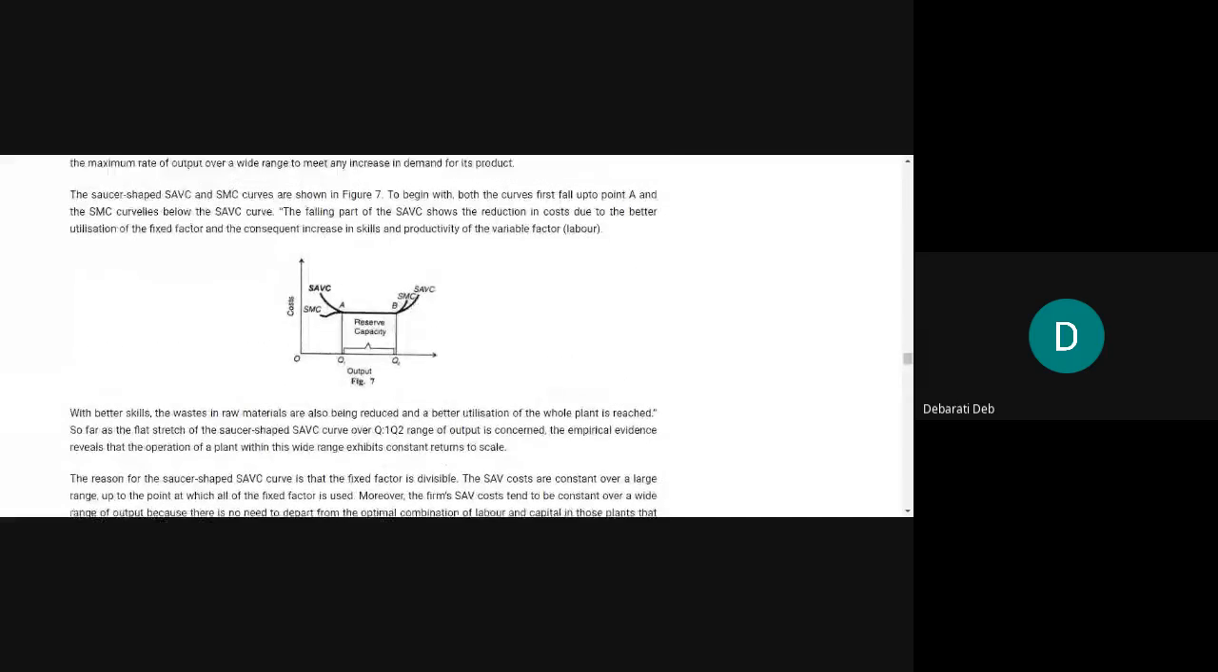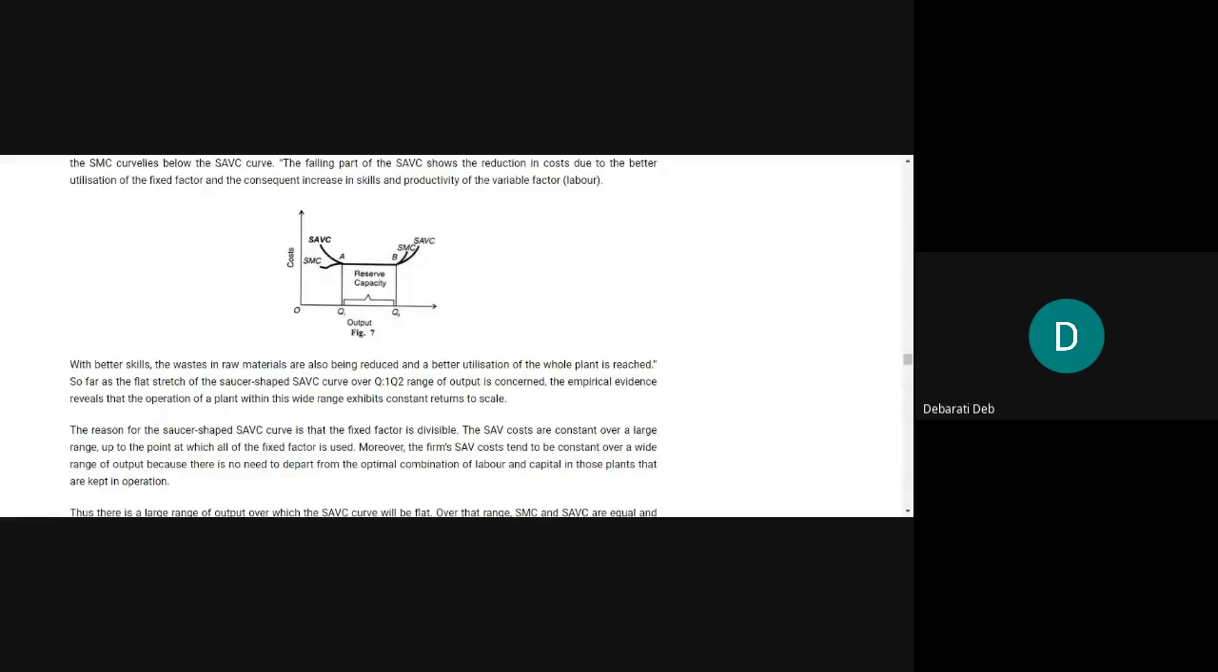We will discuss till this much only today, and your homework will be to draw this diagram and explain this part in your copy. So very simple. Till A, both the curves decrease. From A to B, both of them are exactly the same and flat. You can use a ruler also for drawing this part. And after point B, SMC and SAVC both will increase, but SMC will be above SAVC now. Till A it was below, but after B it will be above SAVC. Why this will happen, we'll see next day.